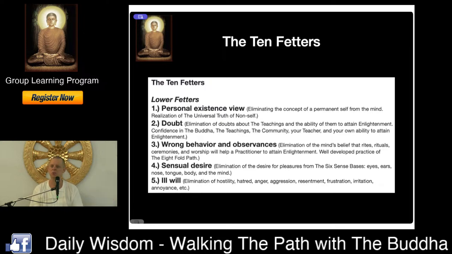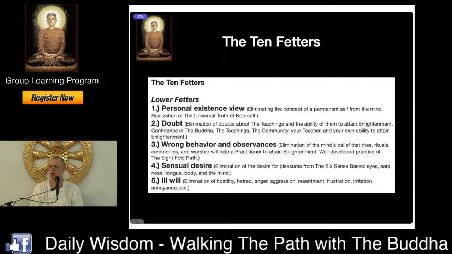When in reality, what the Buddha is describing to you is that there is no you. There is no you here. This is the solution to personal existence view. The mind's going to misunderstand this body and or this mind as being who you are. But this is because of the personal existence view. This is because of the pollution.